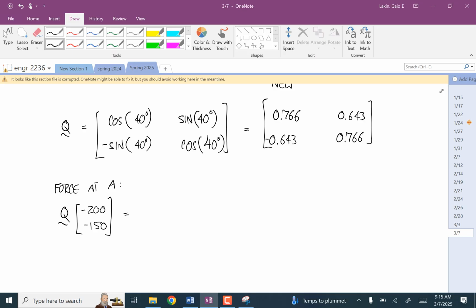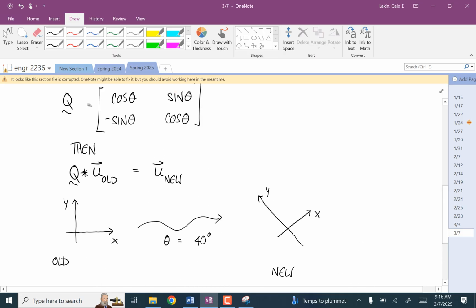Okay, so the first one is negative 249.65, 13.70. So that's expressed in the new coordinate system.